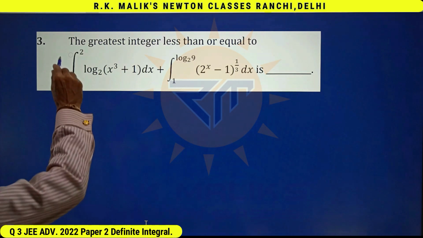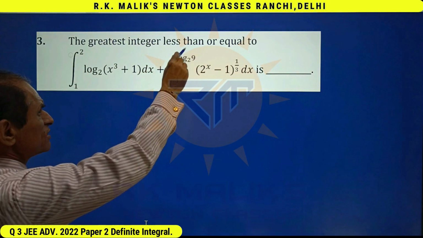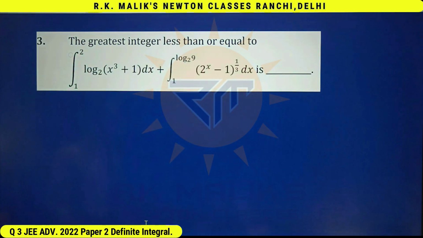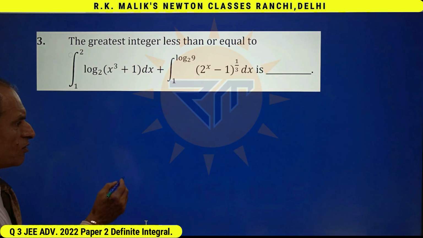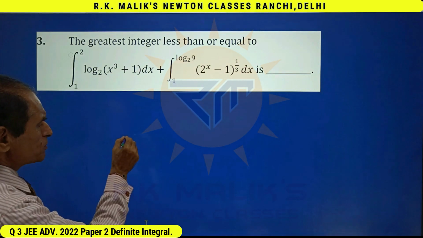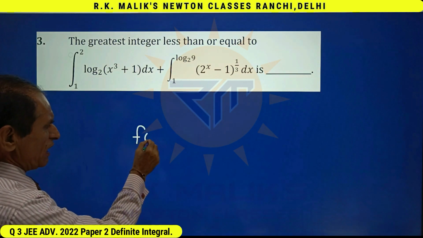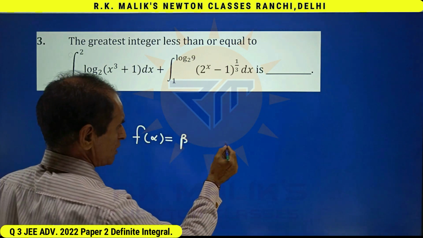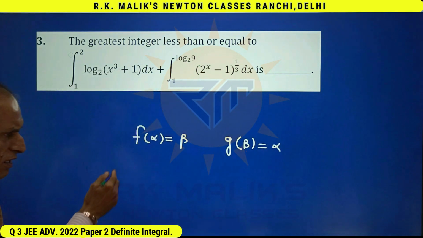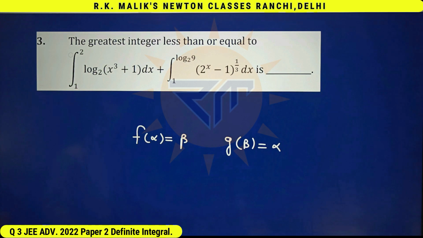In this question, you have to find the greatest integer less than or equal to the value of this definite integral. Before I do this question, if you are clear about the concept of inverse function, then you must be knowing that if f(alpha) is equal to beta and g(beta) is equal to alpha for all values of alpha and beta in their corresponding domain, then we say f and g are inverse functions of each other.